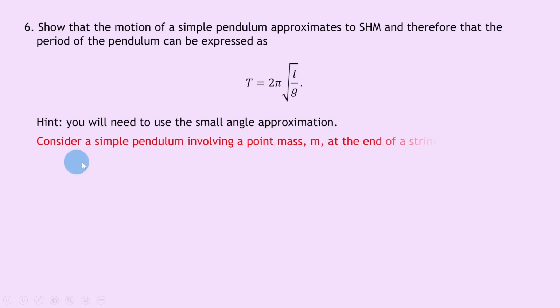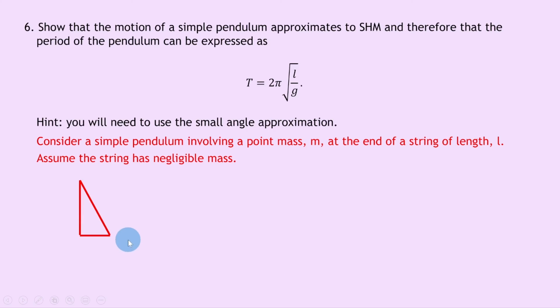So first of all, we're going to consider a simple pendulum involving a point mass m at the end of a string of length L, and we're going to assume the string has negligible mass. So let's start by sketching the situation with a ball on the end of a string, and we can say that it forms a right angled triangle when the ball has been displaced by some distance y away from the equilibrium position. And we can say the rest length of the string is L over this side, and we've got the displacement y that the ball has moved through from its equilibrium position. And we can say that this forms an angle theta of the ball away from its rest position.